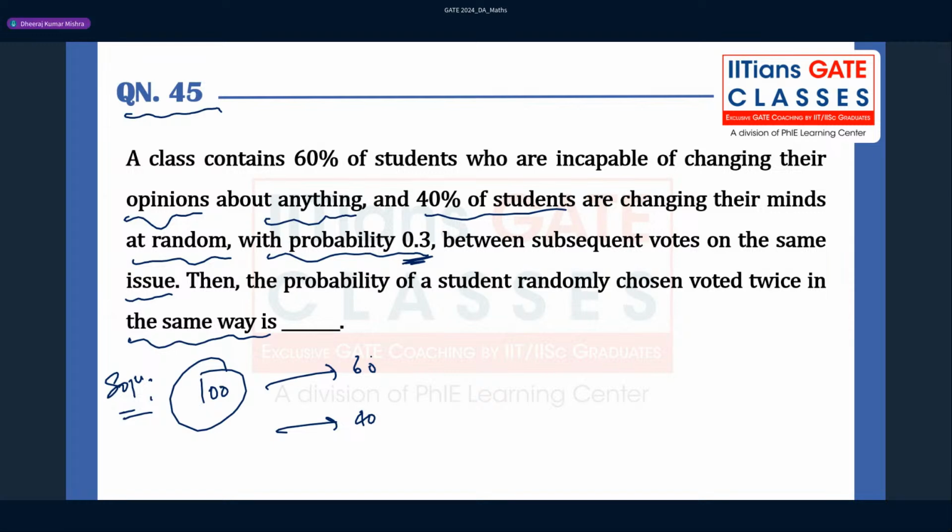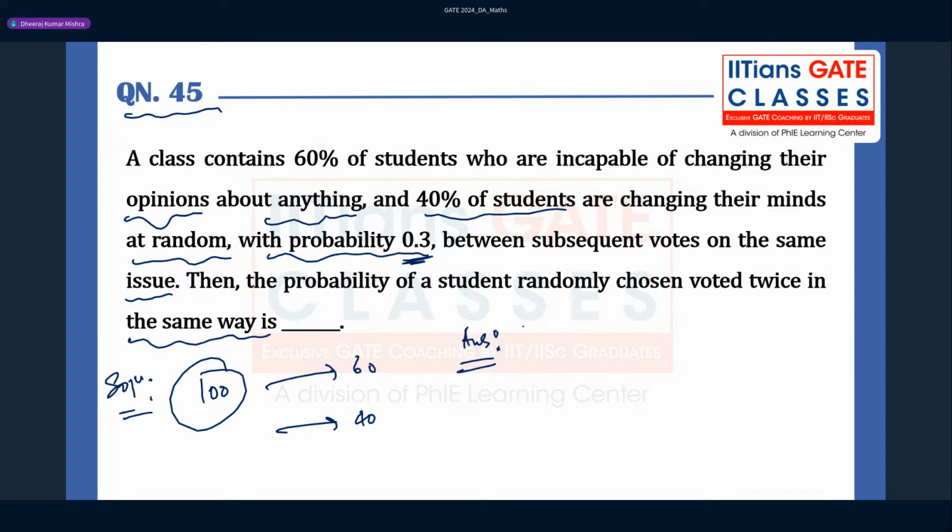So 0.6. Okay, 0.6. So what will the answer for this question be? You can say that between subsequent votes on the same issue, the probability that a randomly chosen student voted twice in the same way is what?